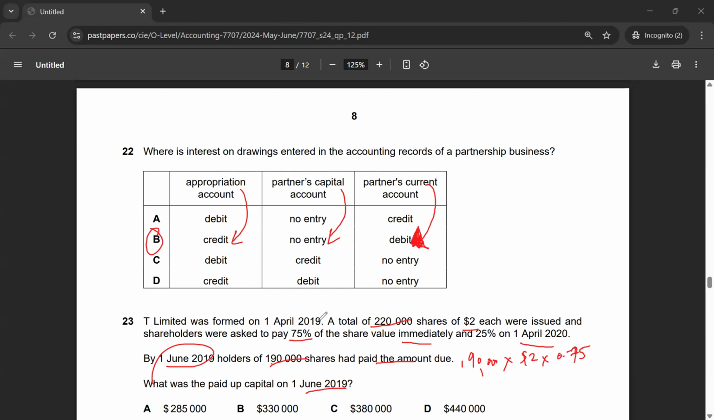When we do the math for this one, let me just quickly calculate on my calculator. It would be 190,000 times $2 times 0.75. That will give me 285,000. So the correct answer for multiple choice 23 would be option A.